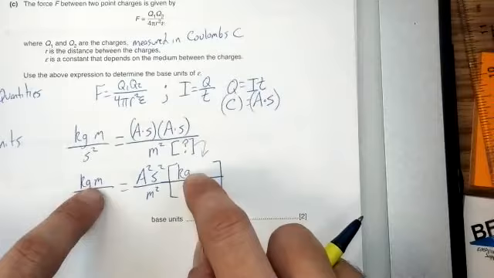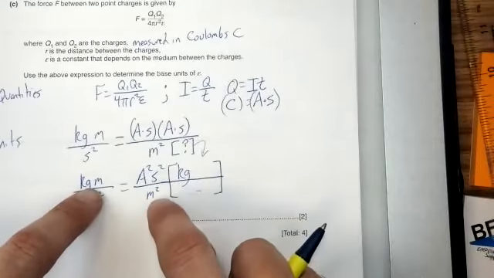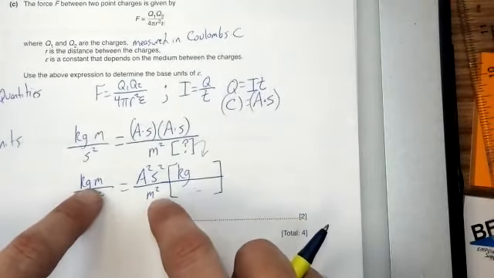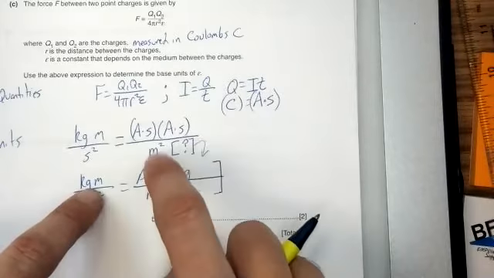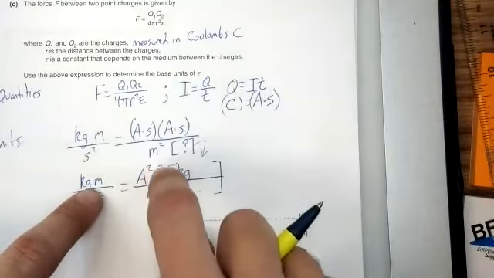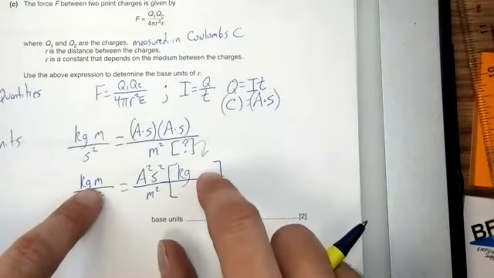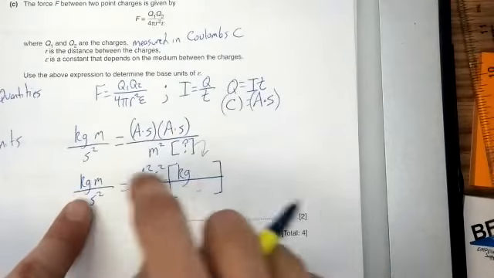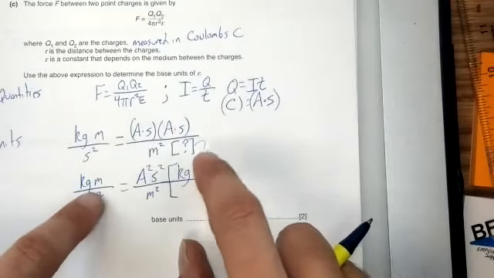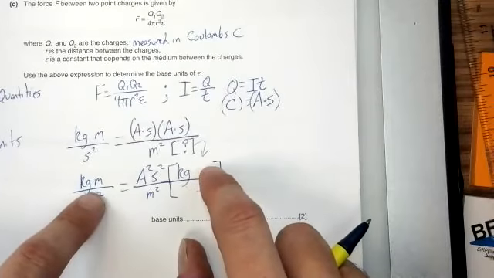Okay. How about the meters? I need meters in the numerator. Right now I've got meters squared in the denominator. I have meters squared already from this value of r squared, but I need to get rid of them, and I need to have one left over up here in the numerator so that I get kilogram meters when I'm done. So how many meters go here in the numerator?